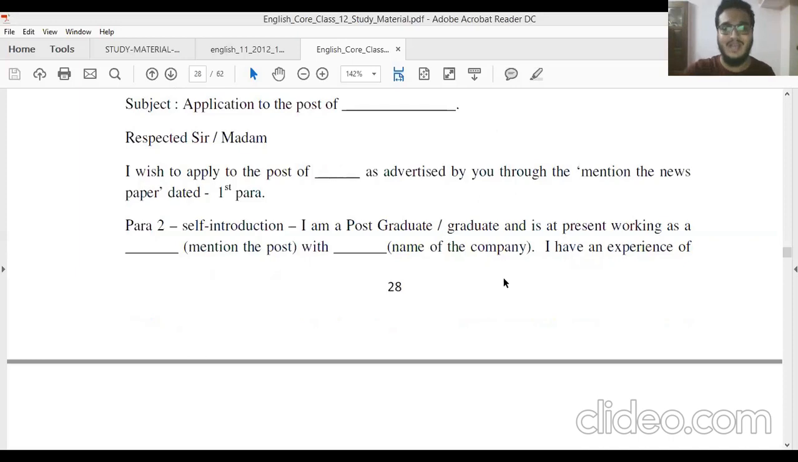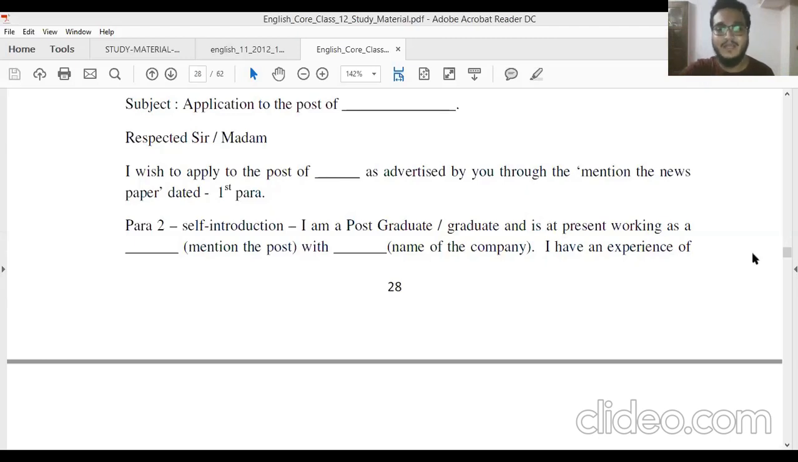I am a postgraduate. Within 10 minutes we'll complete our class. We'll come to sum up. So see it and try to understand. I am a postgraduate or graduate and am at present working as this. If you're a teacher, librarian, whatever your position may be, you'll mention this is the position I am working at present, with the present company. You'll mention the company name.